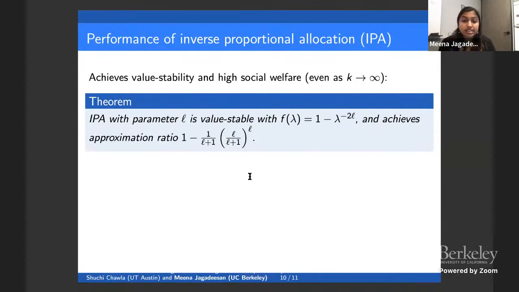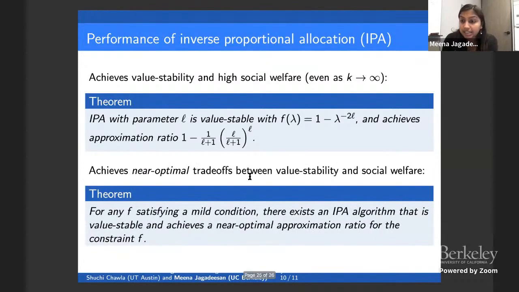So our main result is that inverse proportional allocation is value stable with the following value stability constraint and achieves the following approximation ratio. In particular, if we set L to be 1, this achieves a constant fraction of the social welfare compared to the unfair optimal. We can tune the fairness social welfare trade-off as we change L. And it also achieves near optimal trade-offs between fairness or value stability and social welfare.